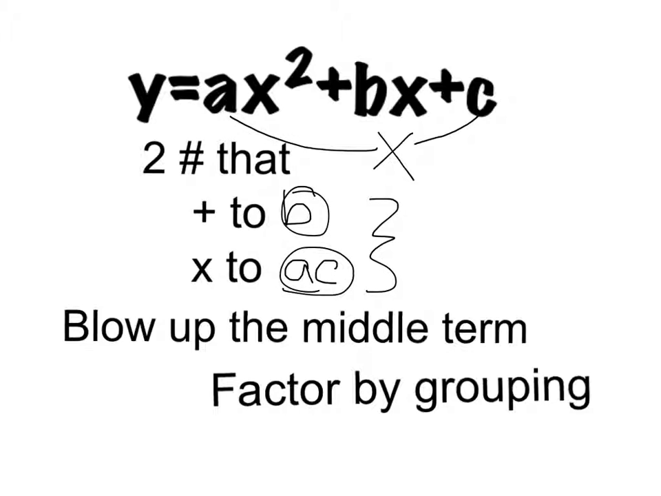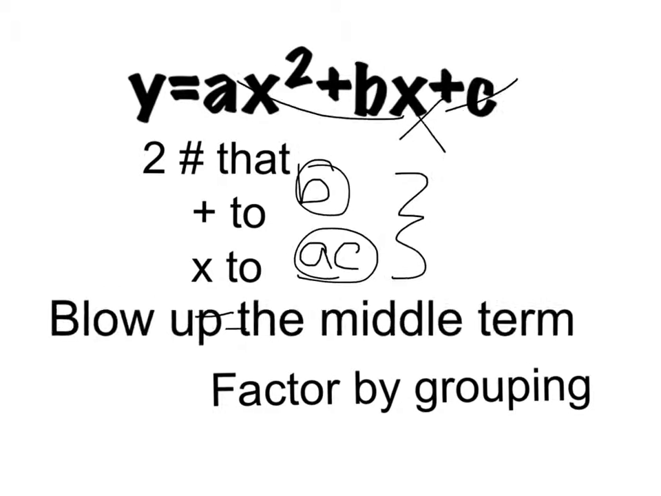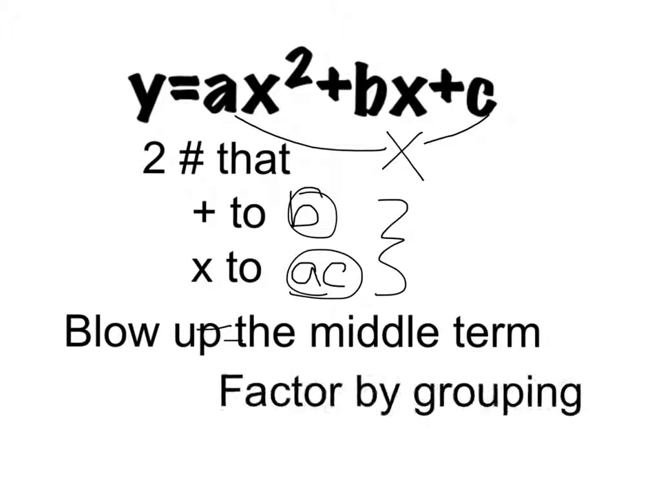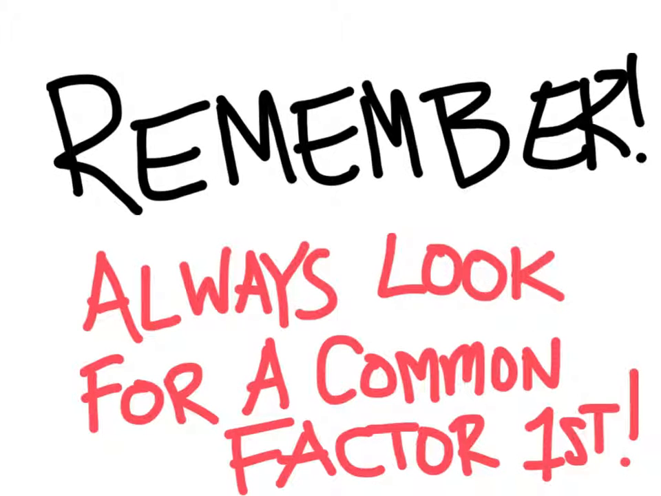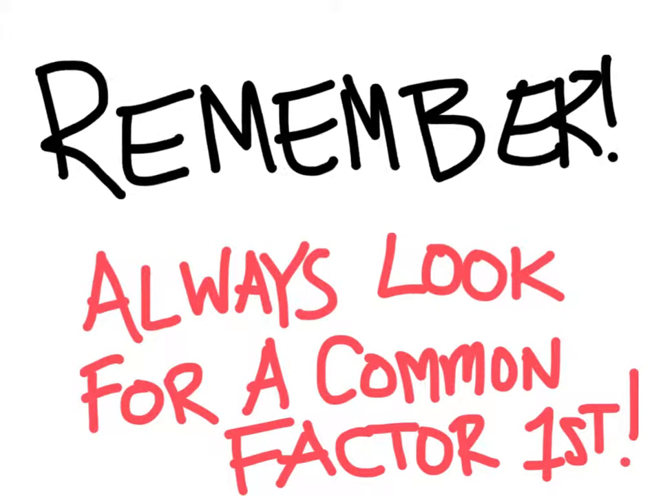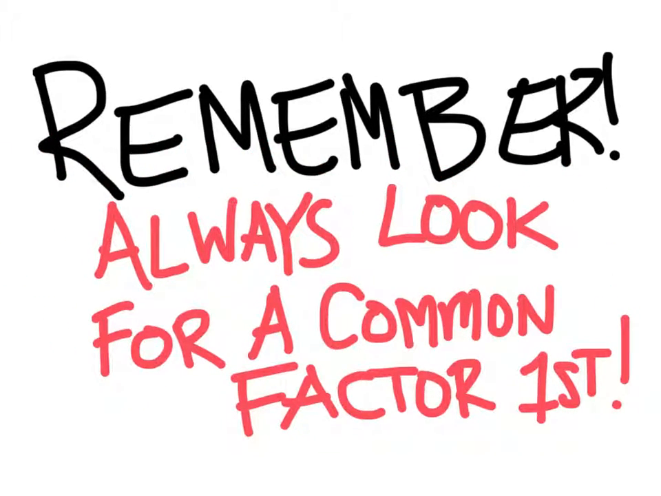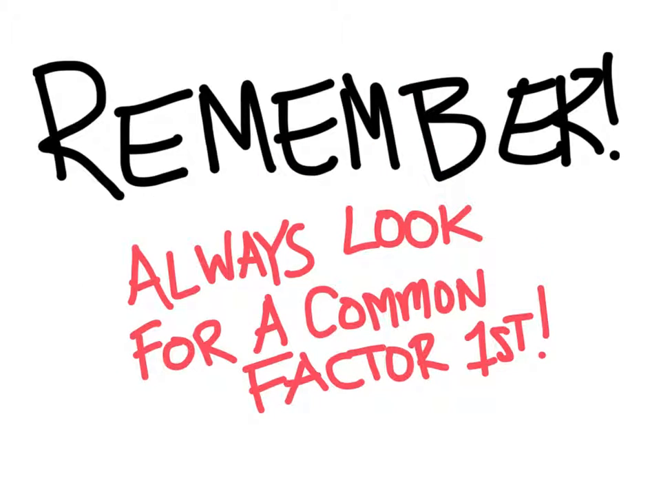And then just like we did with the other one, we blow up the middle term, so a whole bunch of moving around, and then we factor by grouping. And that's all you got to do. But please remember, always look for a common factor first. No matter what you do, always look for a common factor first. All right, let's go on.